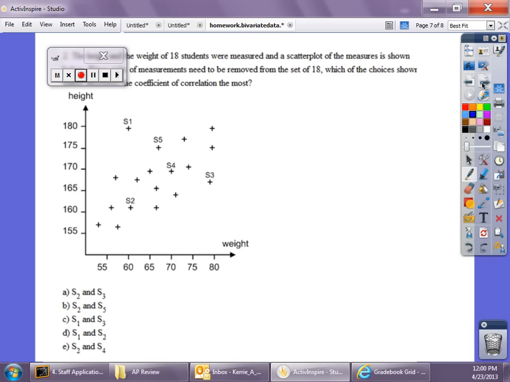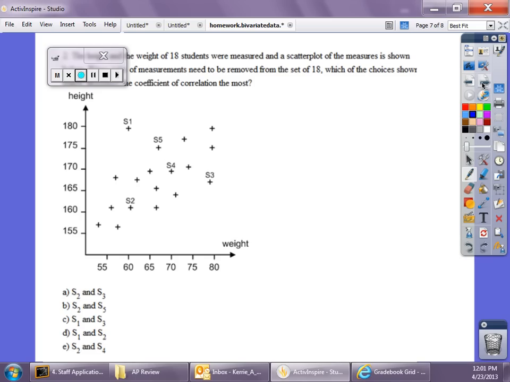So again, two pieces to do here. We want to actually give ourselves a line, so we're not just eyeballing it. And then after we've given ourselves a good approximation of the linear regression model, we want to figure out which 2 points, or if the 2 points that we identify aren't there, which pair is the most appropriate to eliminate, which pair has the closest points to the line, and therefore by getting rid of them, we would do the most damage to our coefficient of correlation.